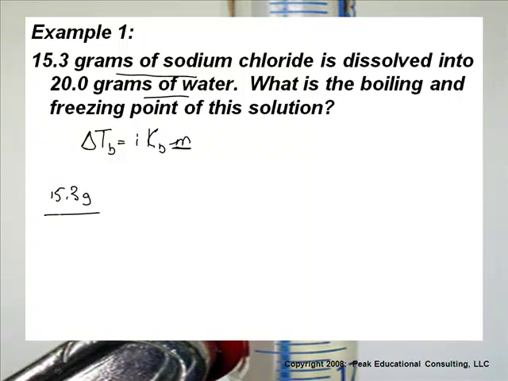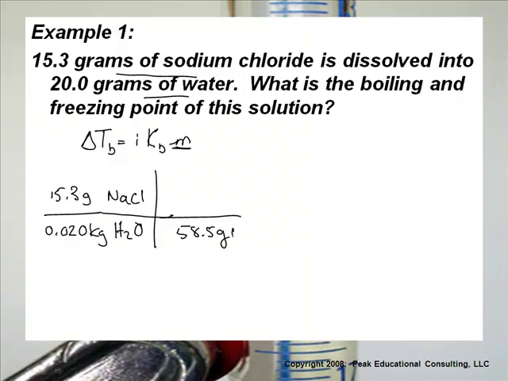58.5. Over 0.020 kilograms of water. It's per kilogram, right? Remember, it's per kilogram of solvent, not solution. Yep. And there are 58.5 grams of NaCl in 1 mole of NaCl. This is my molality then.